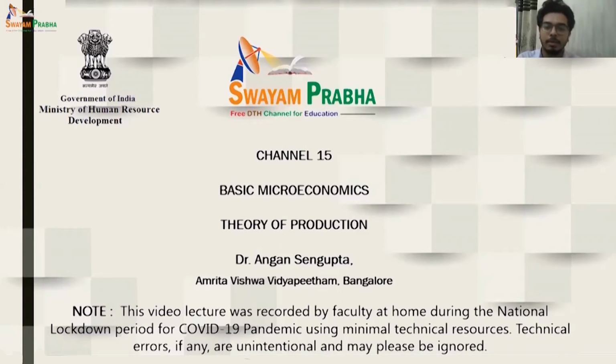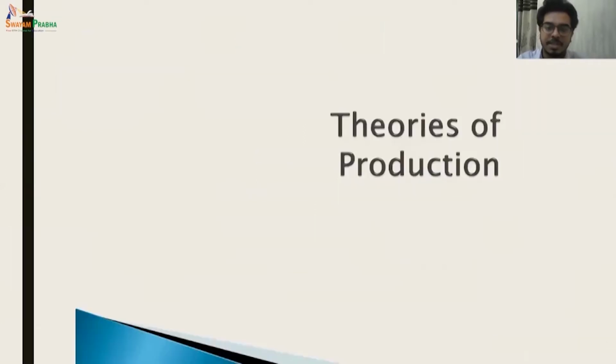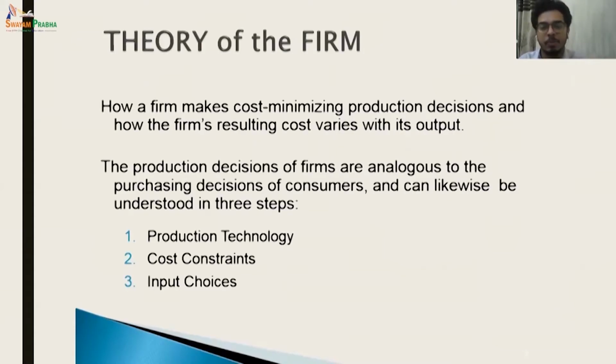So today we will start learning economics from the point of view of producers, as till now we have largely kept ourselves to the consumer side. Here we are going to discuss theories of production, and before that I will first tell you what the theory of the firm is. The theory of the firm talks about how a firm makes cost-minimizing production decisions.